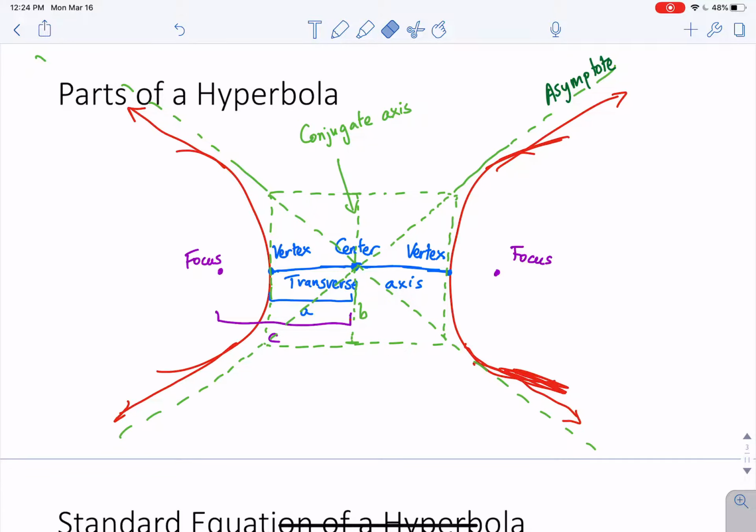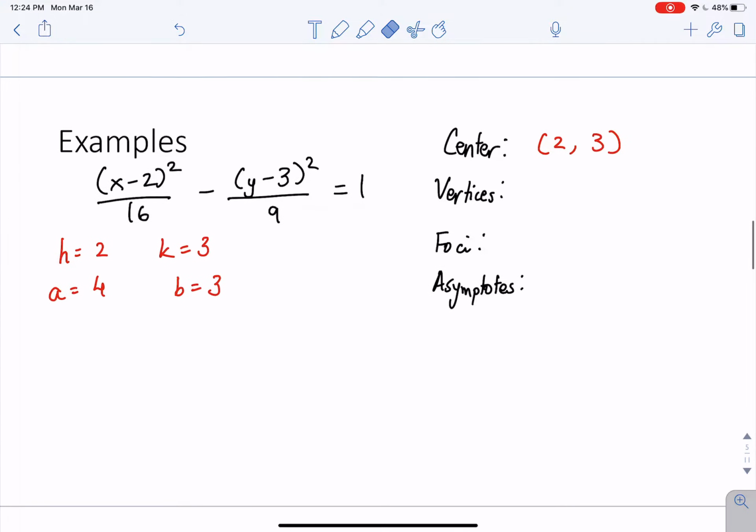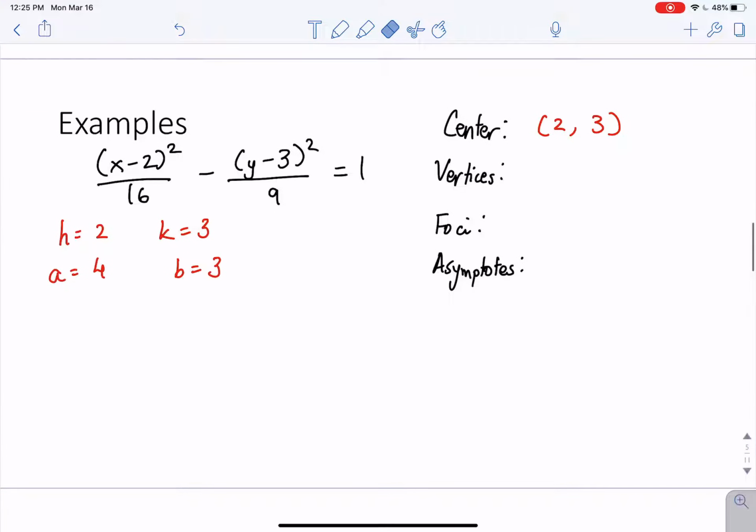So we look at the biggest value, that gives us our Pythagorean relationship. In this case, c is the biggest value. So c squared is going to equal a squared plus b squared, unlike an ellipse where a squared equals b squared plus c squared. So I can substitute these values in. C squared equals 16 plus 9, which is 25. So c is 5.